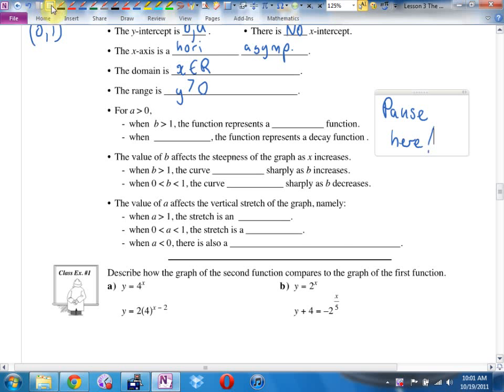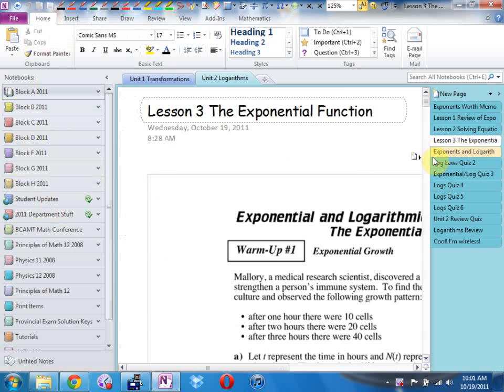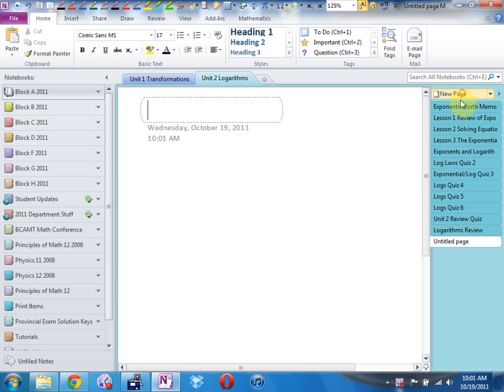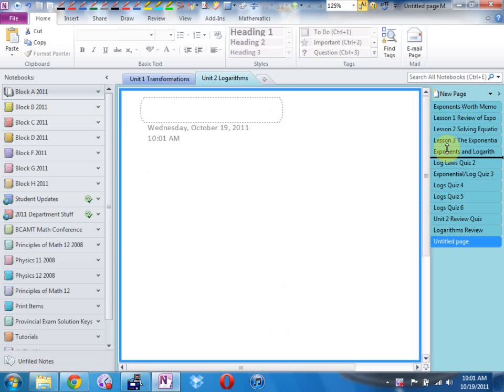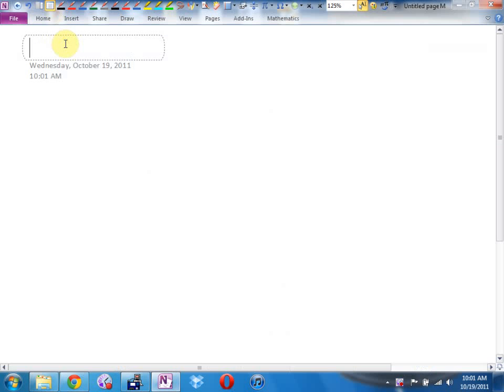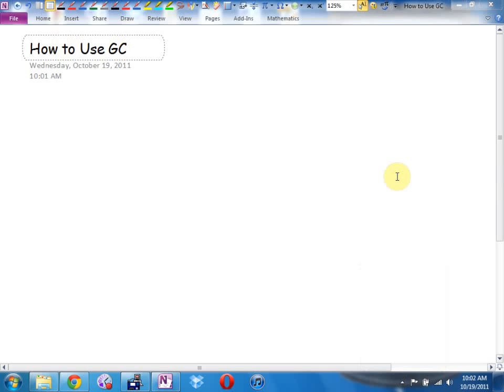So turn in your workbooks to where there's a blank page at the very, very back. Find a page that looks kind of nice and has a little heading here. You can write how to use GCs, the graphing calculators. Okay? The basics.